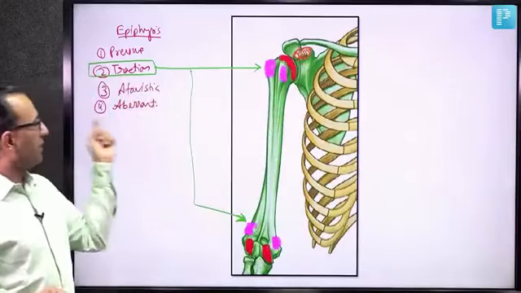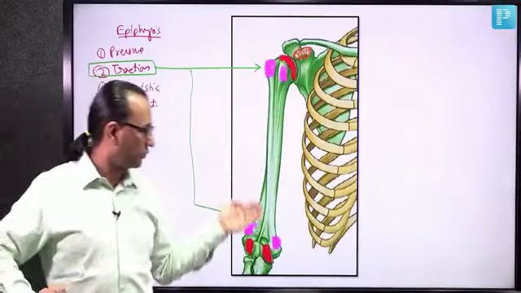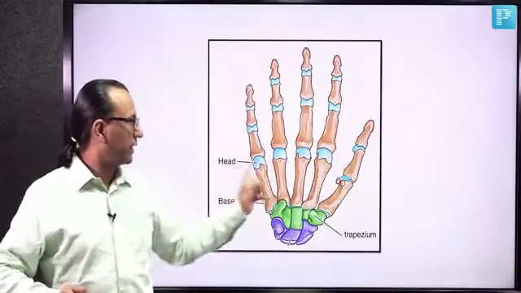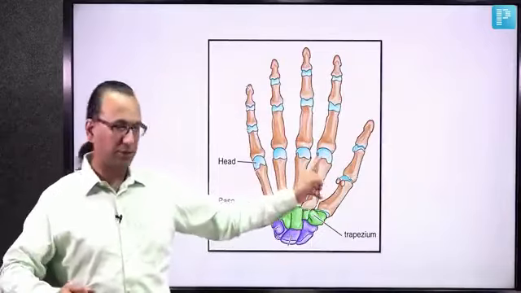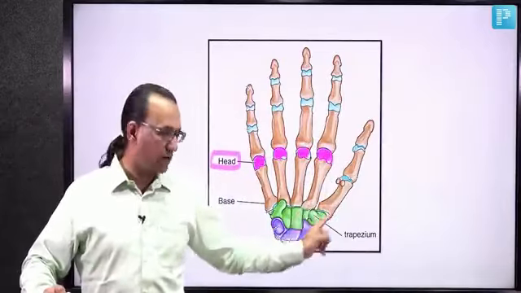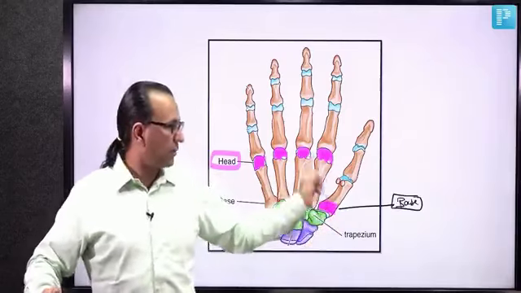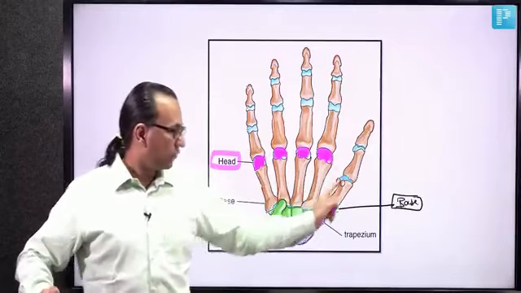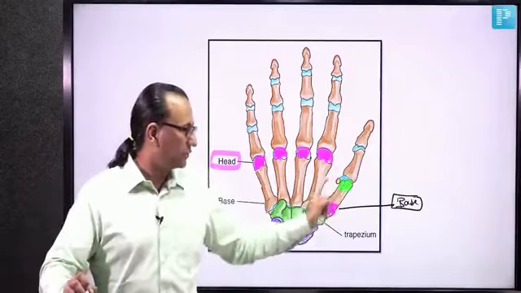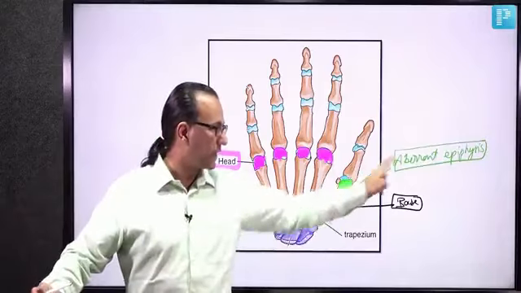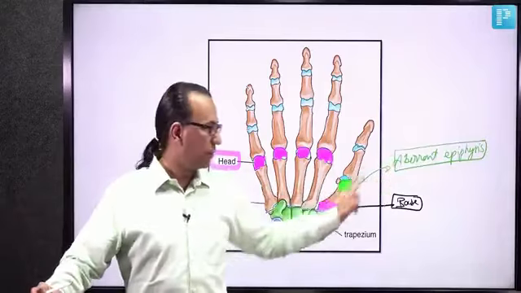Let us talk about the aberrant epiphysis now. For that, we have to come to the metacarpal bones. We need to understand that the head of each metacarpal has one epiphysis, but for the first metacarpal, the epiphysis is at the base. A few people in the population can have one epiphysis at the head of the first metacarpal. In that case, we'll call it an aberrant epiphysis because it is not normal and it is an aberration from the normal population.